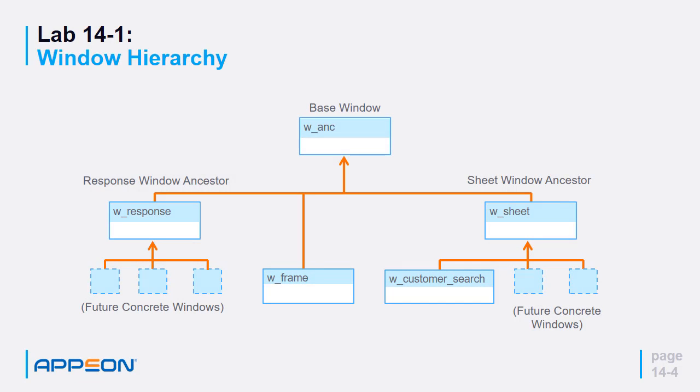So let's look at the window hierarchy. In previous units, we've created a base ancestor window called w_anc, and from that we inherited the working frame, w_frame, which we're currently opening inside the EasyOrder application. We've also created an abstract level window called w_sheet, and that's going to be a window that'll pass along behavior to all MDI child or sheet windows within our application. And we're going to build the customer search window in this particular lab with the DataWindow object and the DataWindow control. And we're going to attach that to w_frame.